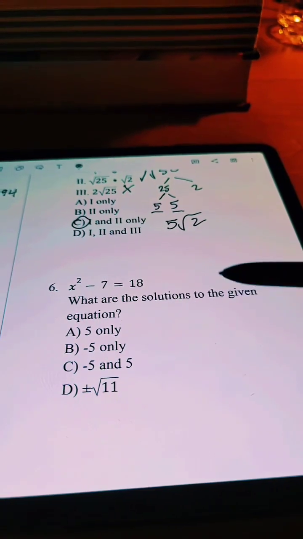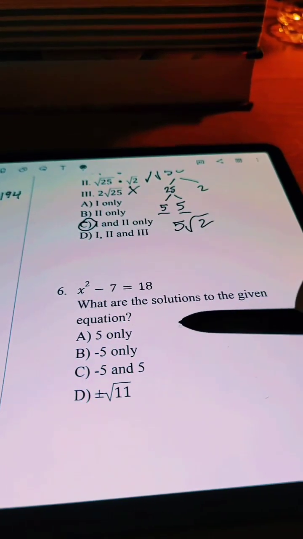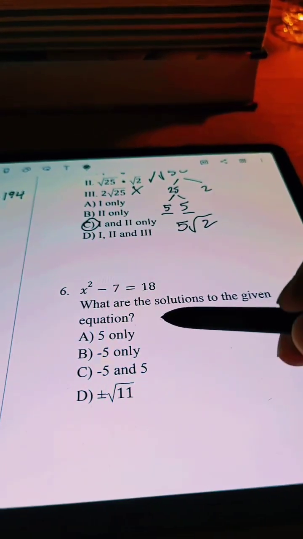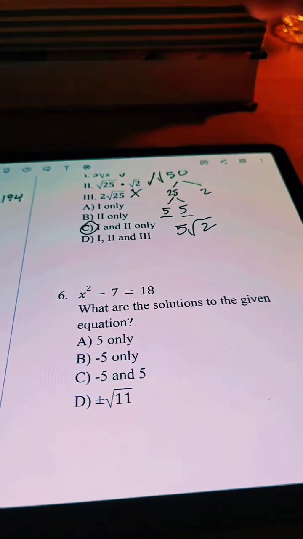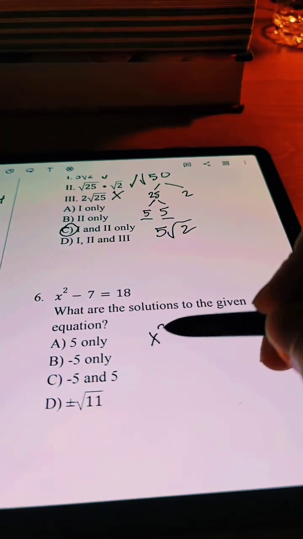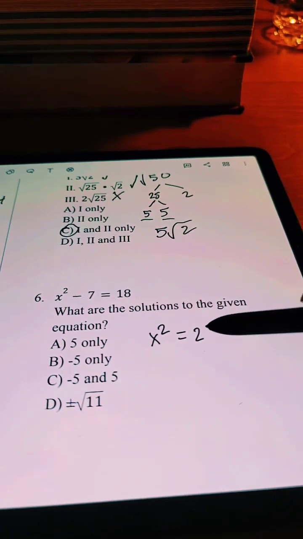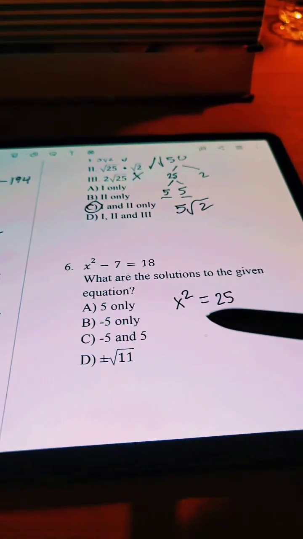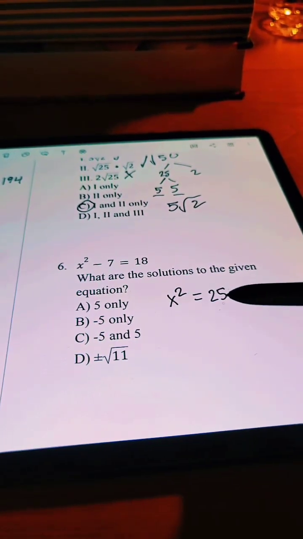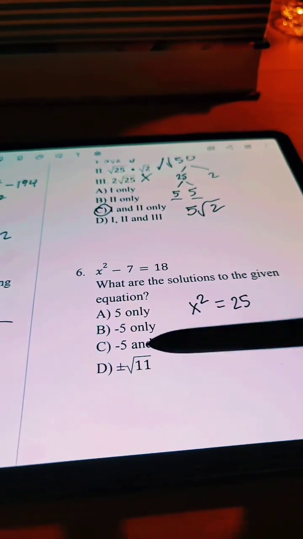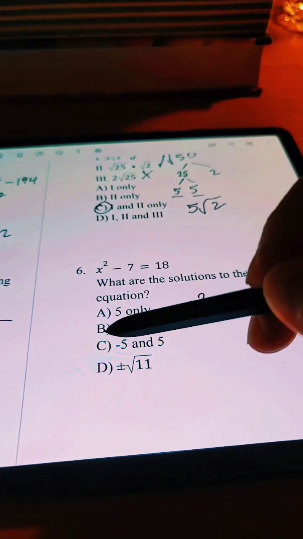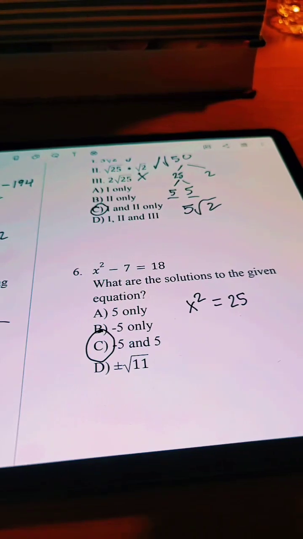For number 6, we want to know the solution. So let's get x by itself by adding 7 to each side first. So then that's going to be x squared is equal to 25. So we would say, okay, what number squared gives us 25? Well, that could be -5. It could also be +5. So that's going to be C.